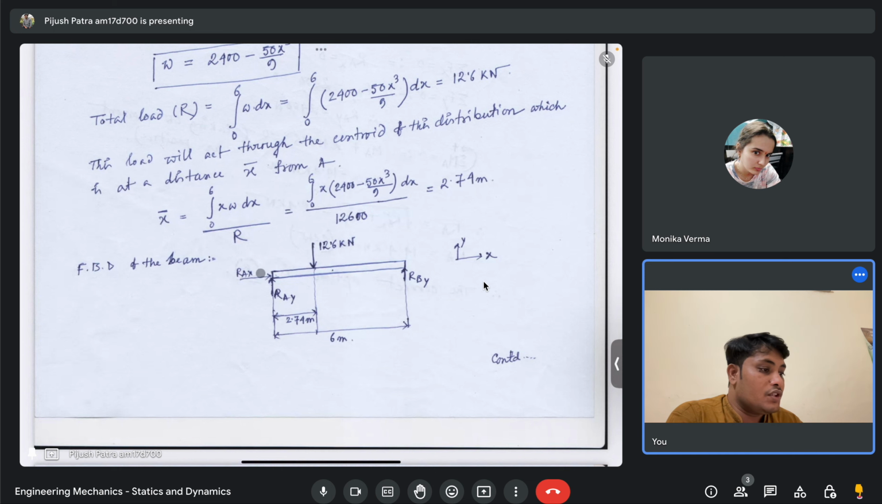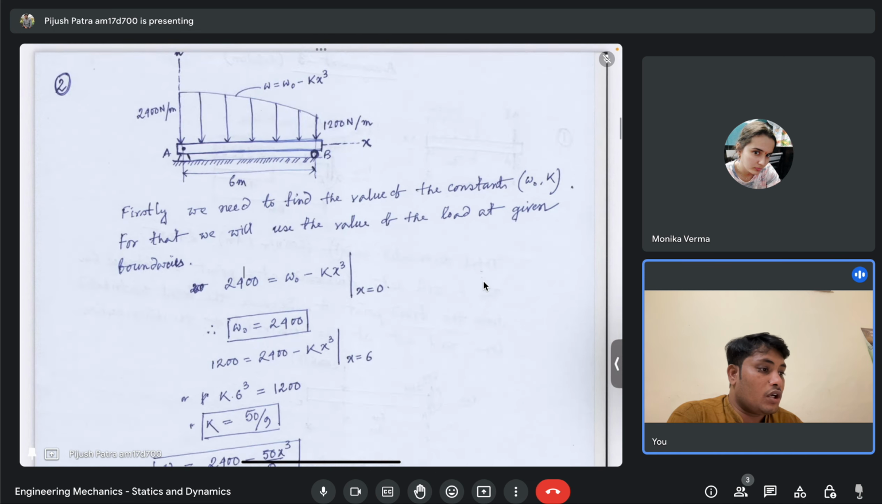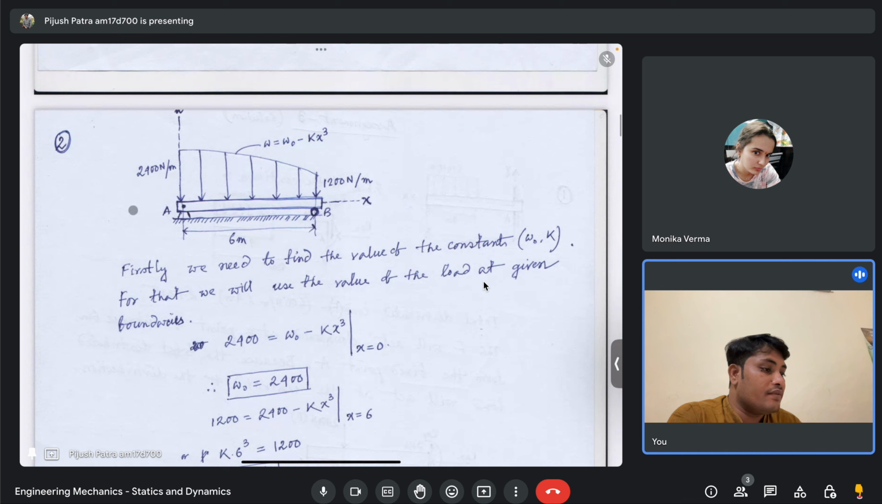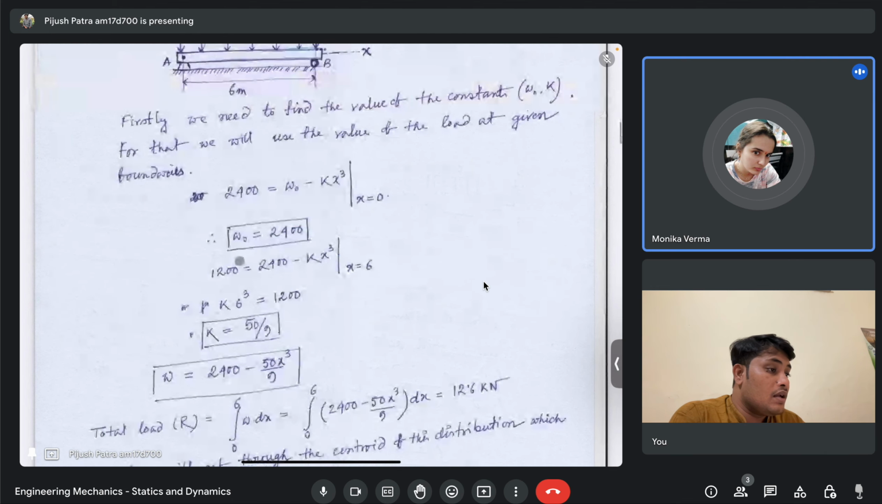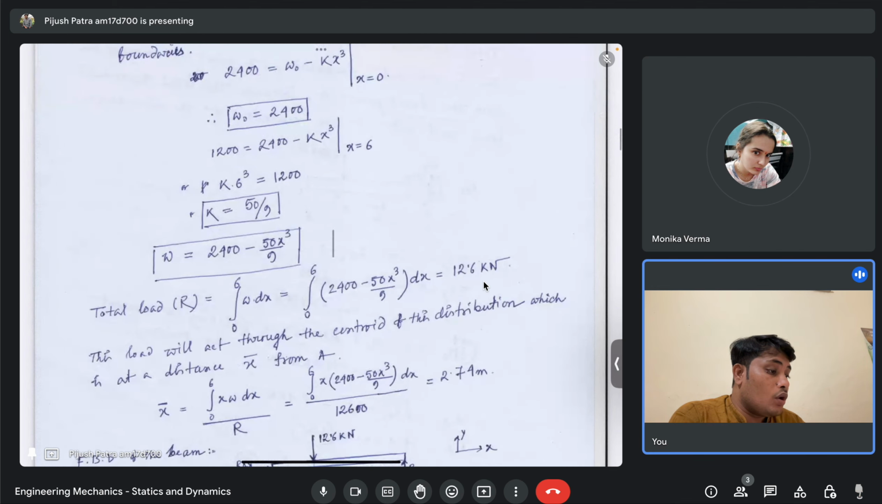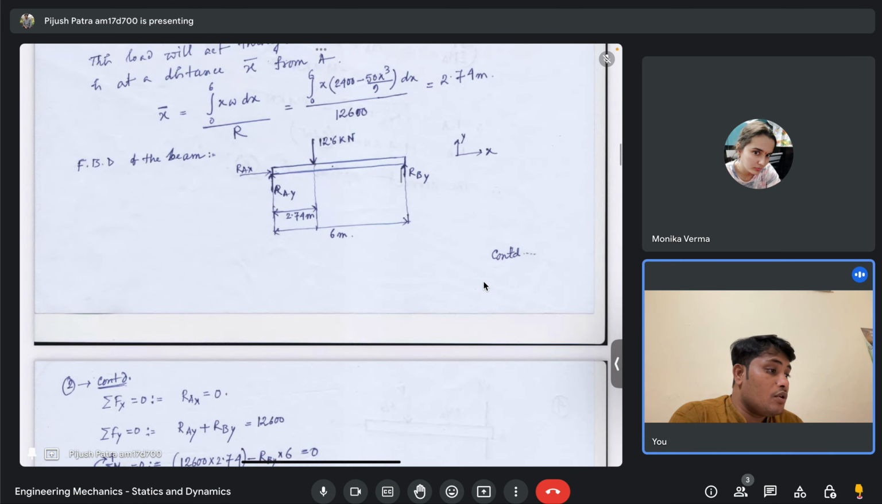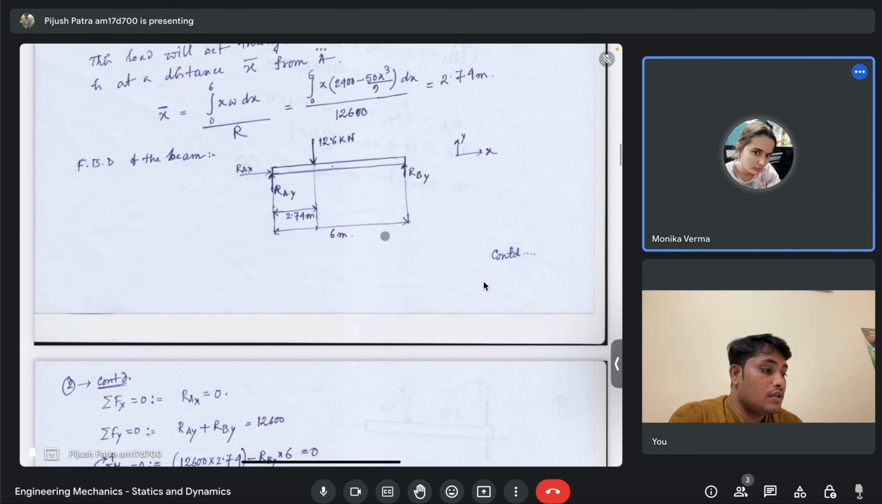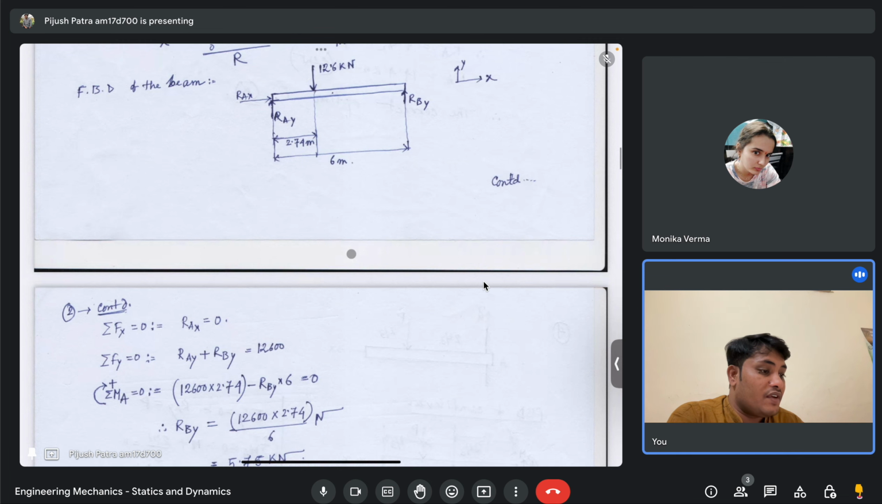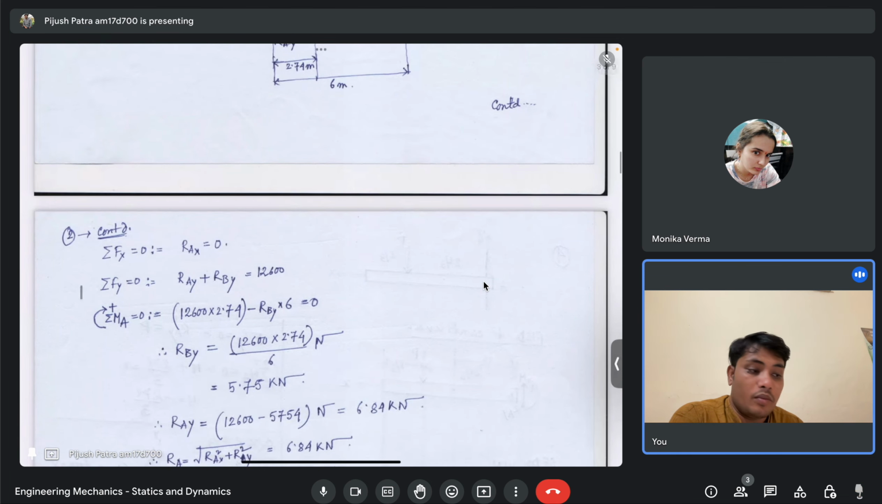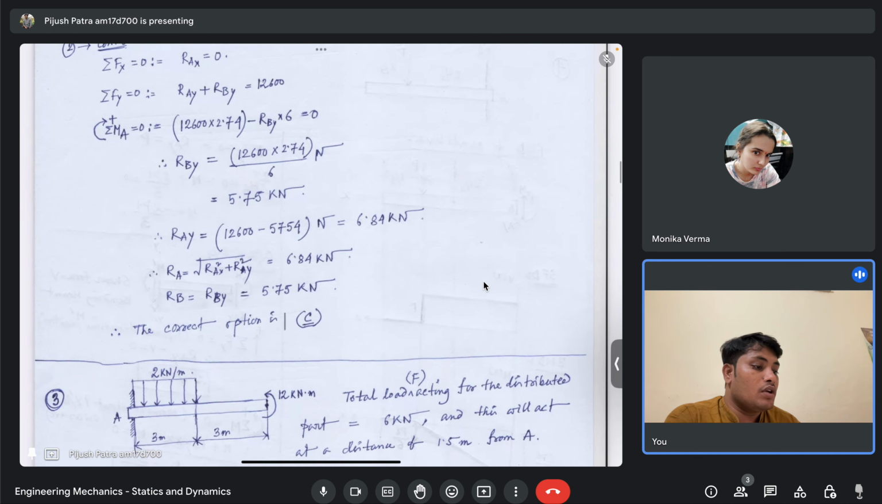So you have three unknowns. What are the unknowns? At the pin joint you will have the force in the x direction and the force in the y direction, and at the roller support you will only have the force in the y direction. So if you apply Fx equals 0, Fy equals 0, and the moment also equals 0 about the point A, you can calculate the value of the reaction force at all of these points.